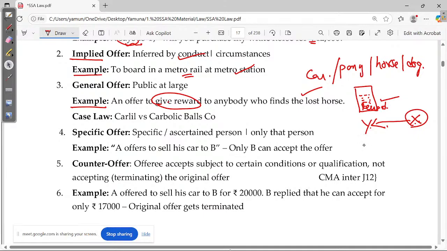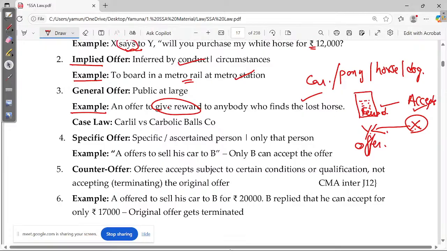Please make a note here. The offer is there. To whom is it offered? To anybody who finds the lost dog, lost horse. Is it that you, X, accepted the offer? No, you did not accept the offer, but you found the dog and brought it here. Law says this is also a valid offer. This is also a valid contract.